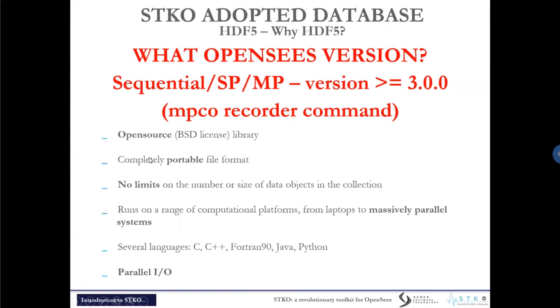So why did we choose HDF5? Because it is an open source library, it's completely portable, and first of all, there is no limit on the number or size of the data sets in the database. So this allows us to handle very large models. And it runs on a huge variety of computer platforms, from laptops to massive parallel systems. It supports several languages like C, C++, Fortran, but also interpreted languages like Java and Python. And first of all, it supports parallel I/O, which is extremely important to avoid the performance bottleneck in parallel analysis when the output is sequential.